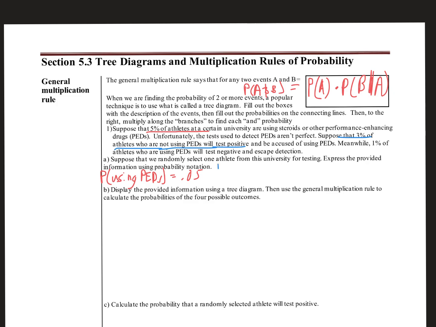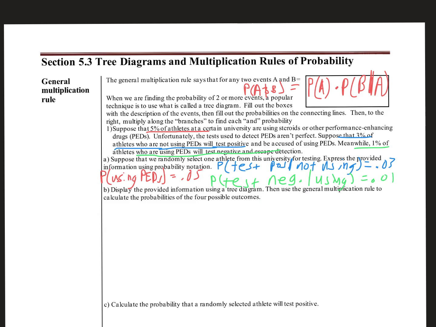All right, and then for the next one, the 3% of those who are not using PEDs will test positive. So the probability that they test positive, but that's not out of everybody. This is given that they are not using PEDs, so that's going to equal 3% or 0.03. Okay, and the last one is 1% of those who are using PEDs will test negative. So the probability that they test negative, given that they are using PEDs, is 1% or 0.01.